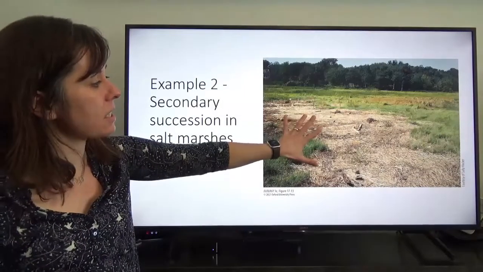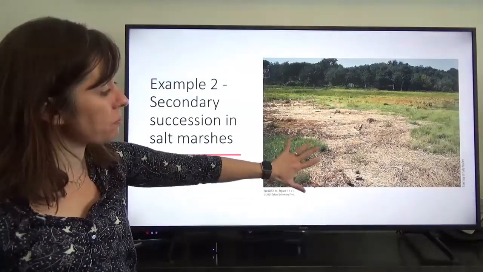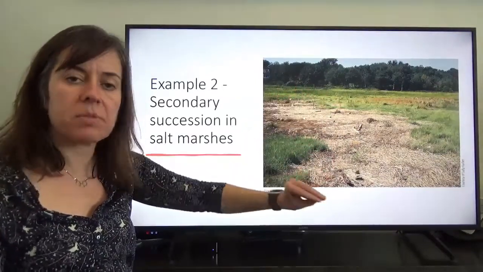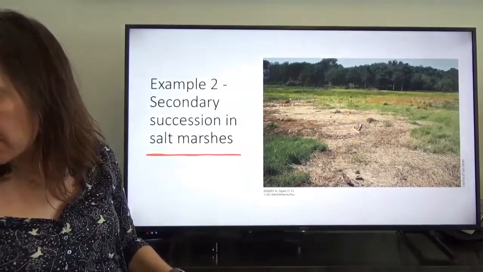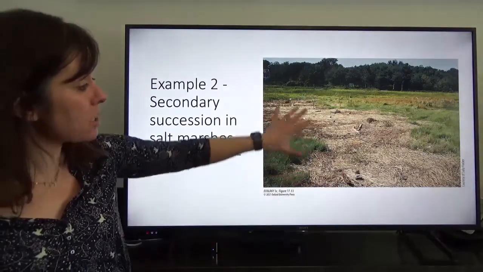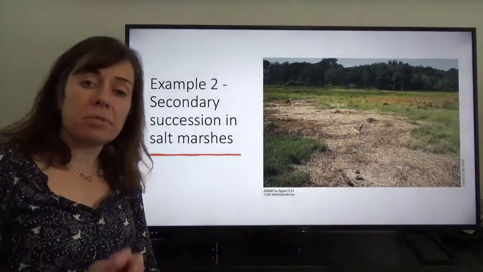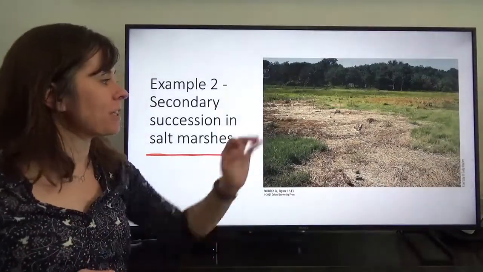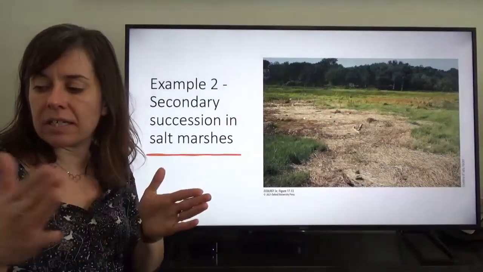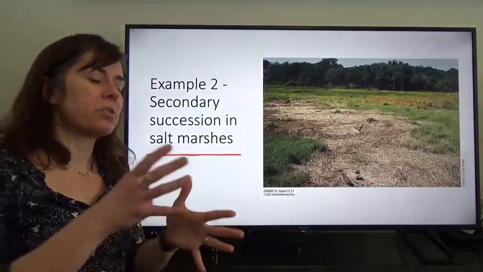So this is a type of secondary successional process where we regularly have this disturbance that comes through and opens up bare patches in the salt marsh. And so what happens here is there's an early colonizer called Distichlis that comes in, establishes itself, and then that provides, depending on whether you're at the low tide or high tide part of the system, you'll either have spartina grass.